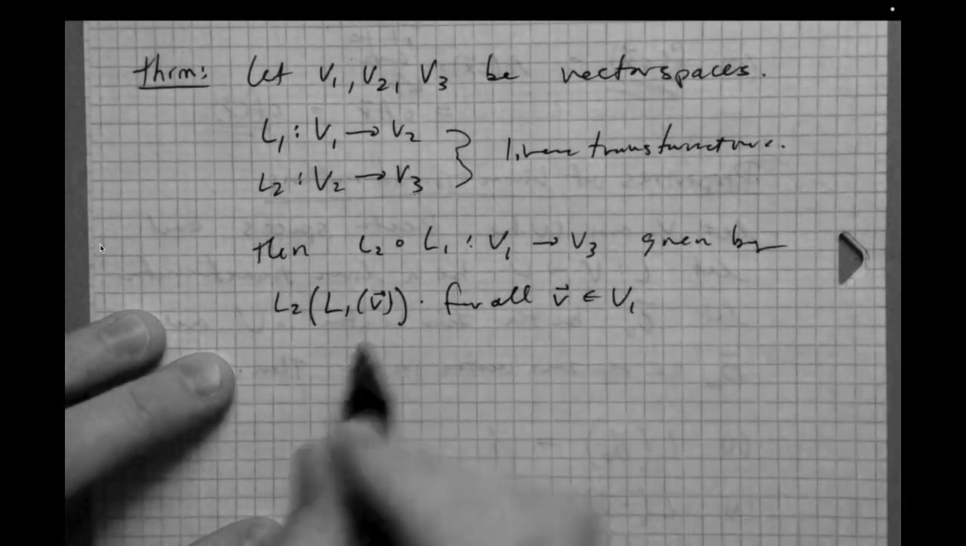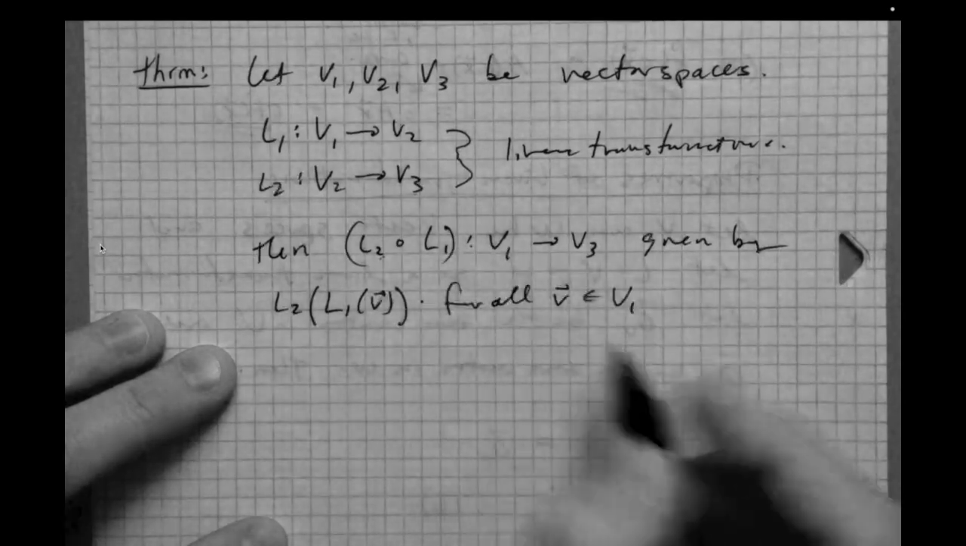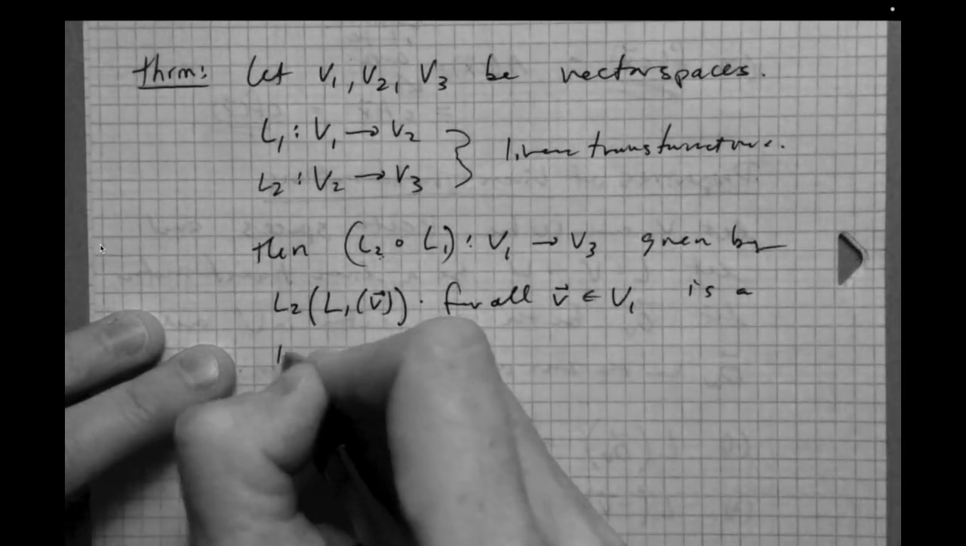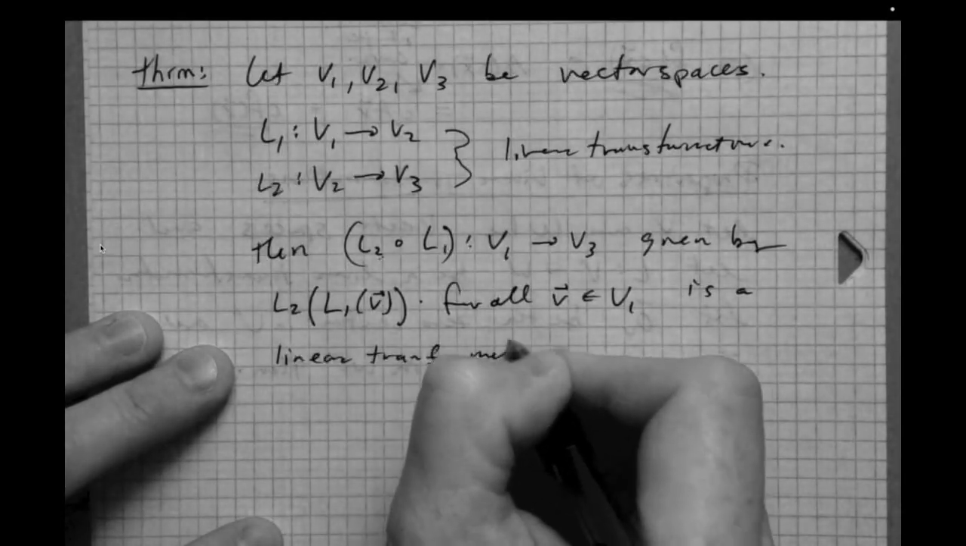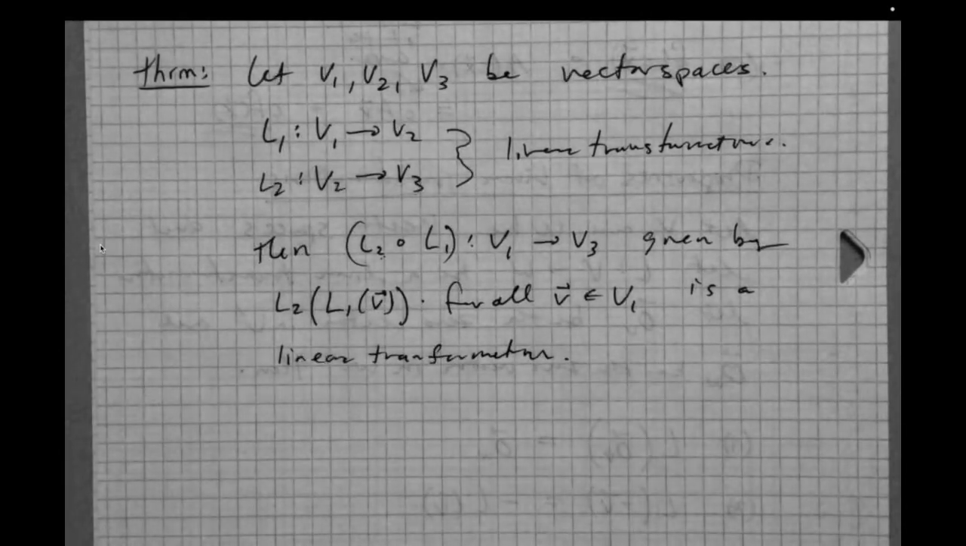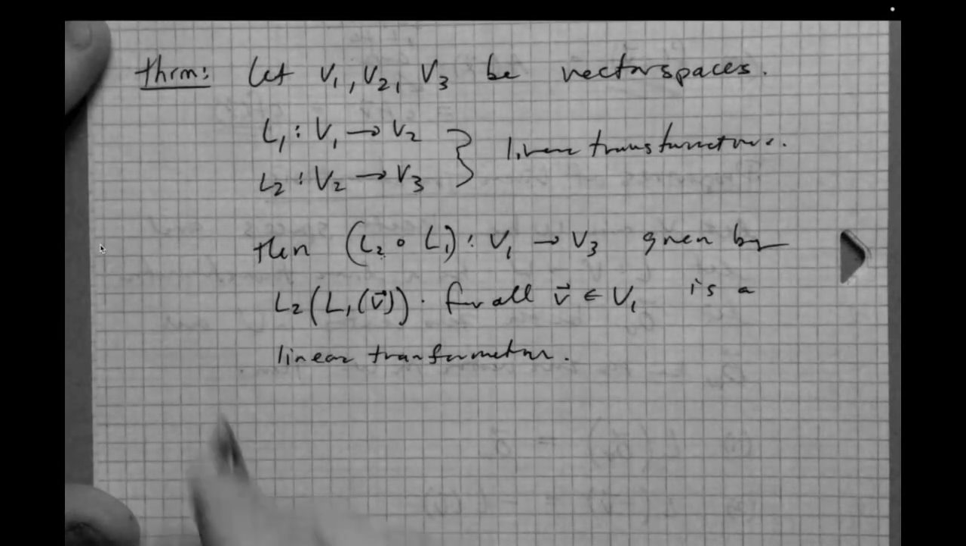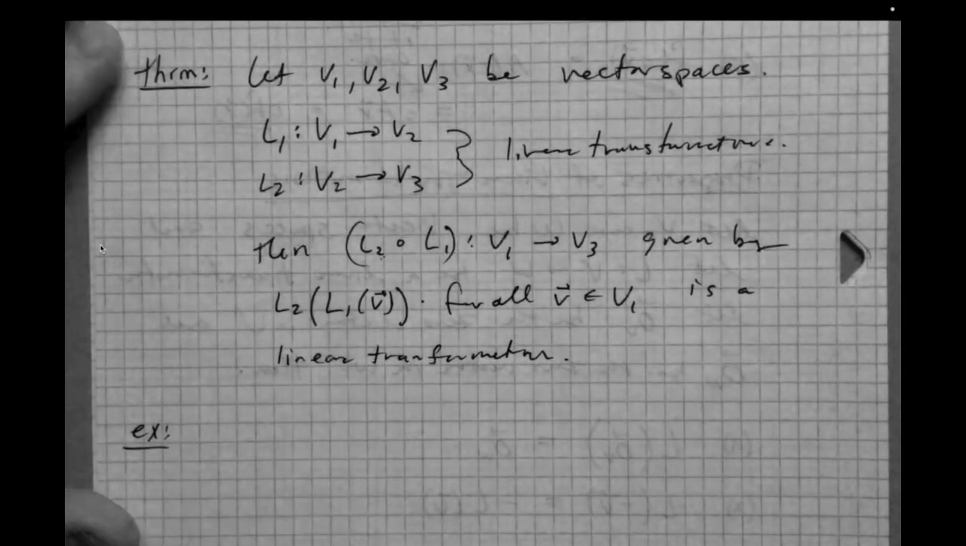Right? This function, this composition here, is a linear transformation as well. So basically, if I have two linear transformations and I compose them, then I get a new linear transformation. Okay? So the composition of linear transformations is a linear transformation. Let's see an example here. Let's do a nice example.